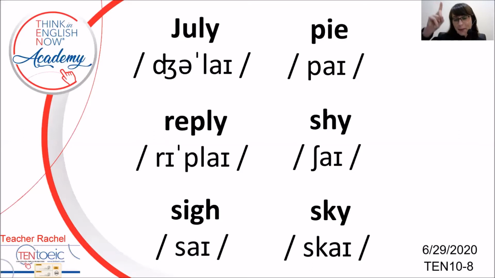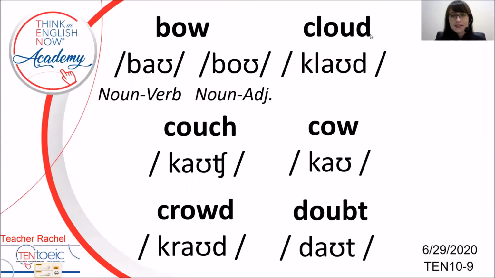Last one, sky. This is what is up. It's blue during the day, and at nighttime, there's stars in the sky. So it's what we see when we look up. Our next one here, we have two different pronunciations.